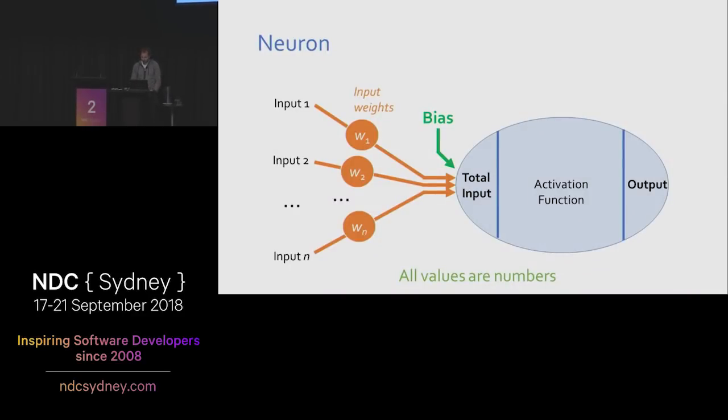So let's start with the basic concept, which is a neuron and what that is. Essentially, a neuron has one or more inputs, usually at least two. All those inputs have weights. There's a bias. And all of that stuff on the left combines to form a total input, goes through what's called an activation function, and gives you an output.